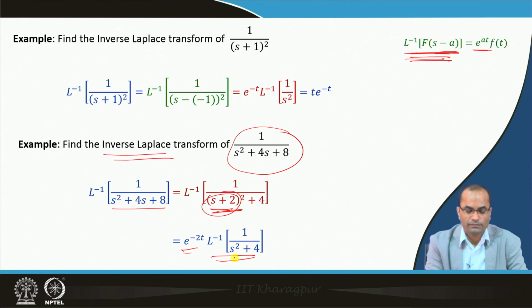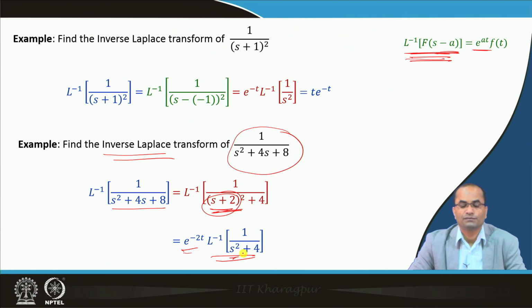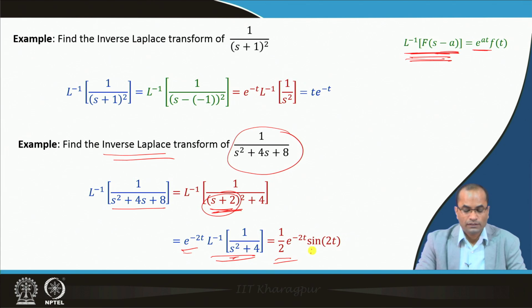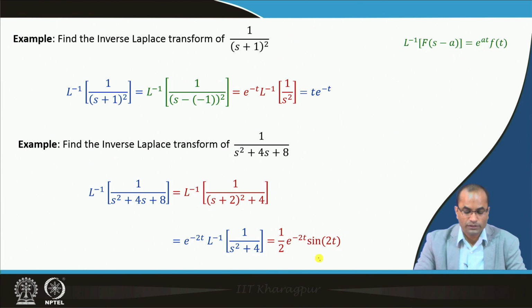So, this will become now s square plus 4. So, that means we have this half, because of this we need 2 there to have this sin 2t. So, the e^(−2t) is there, and then this is half sin 2t. So, we got this inverse transform using this first shifting property.